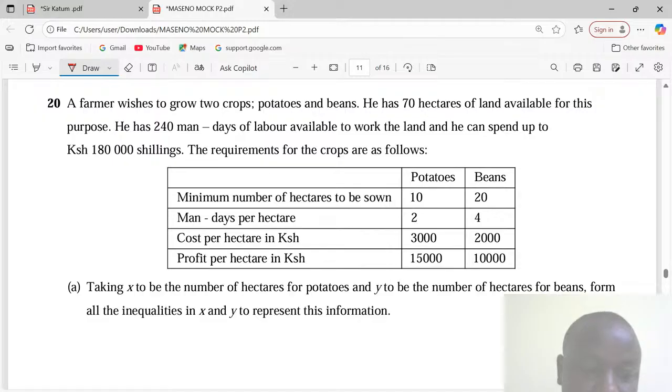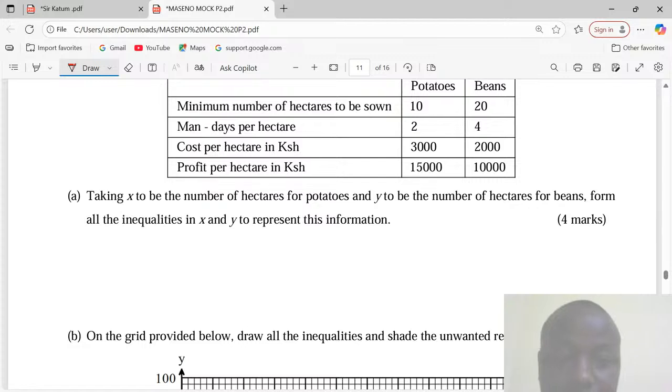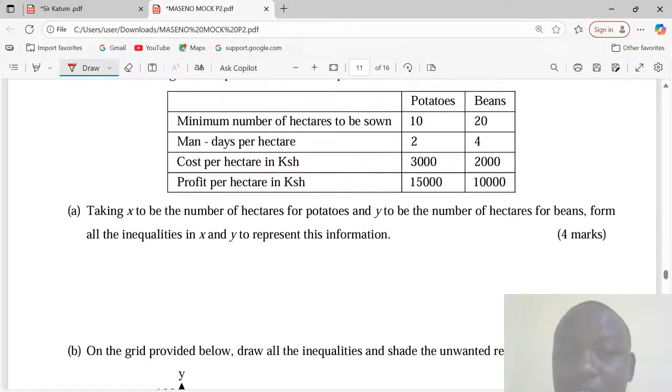So we read that together. 1, the minimum number of acres to be sown: potatoes 10 and beans 20. Mandays per acre 2, 4. Cost per acre in Kenya shillings 3,000, 2,000. Profit per acre 15,000, 10,000 respectively. Taking X to be the number of acres for potatoes and Y to be the number of acres for beans, form all the inequalities in X and Y to represent this information.